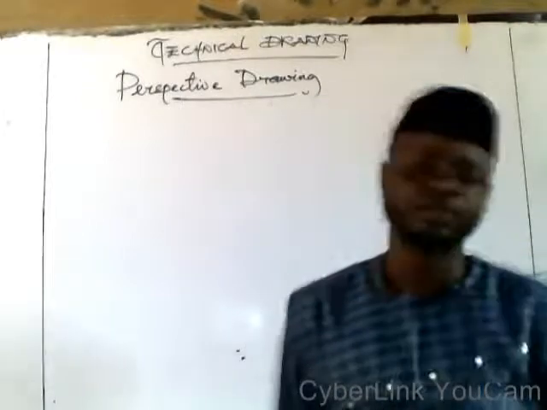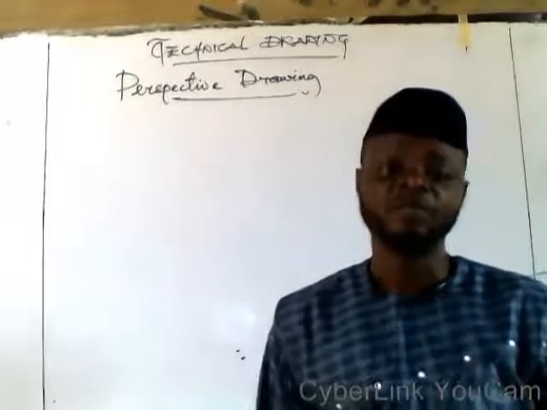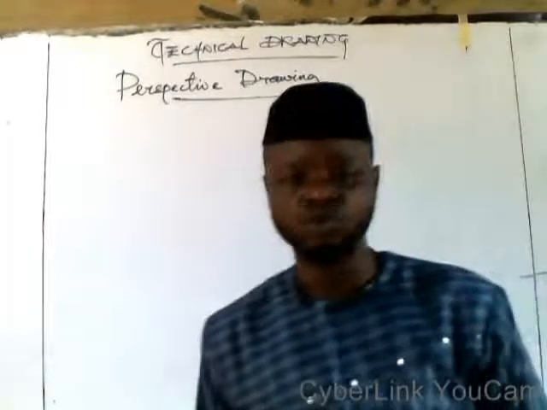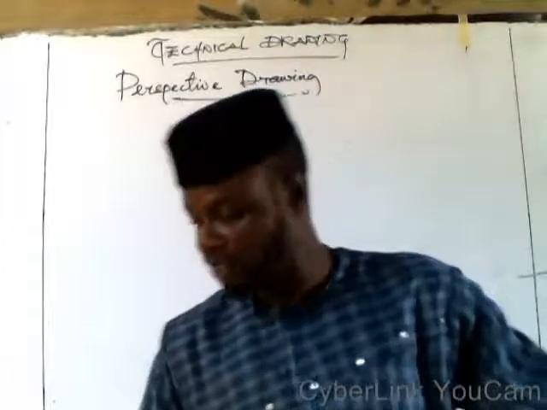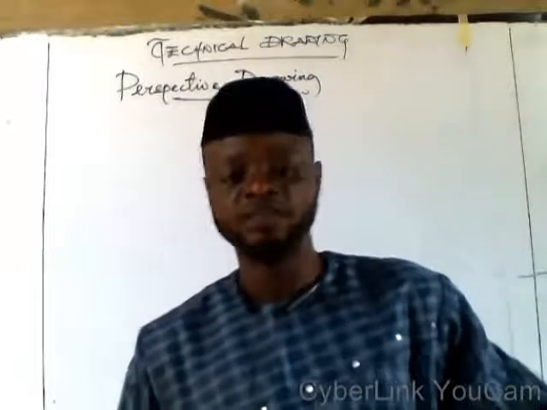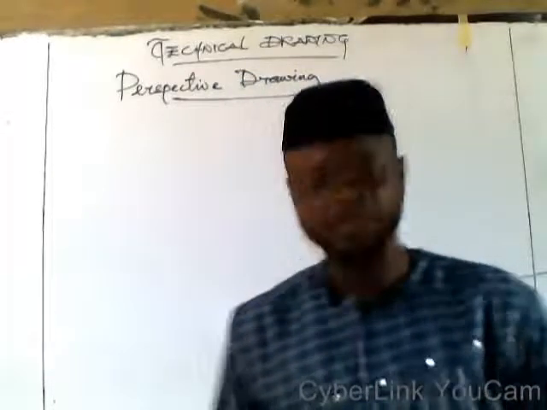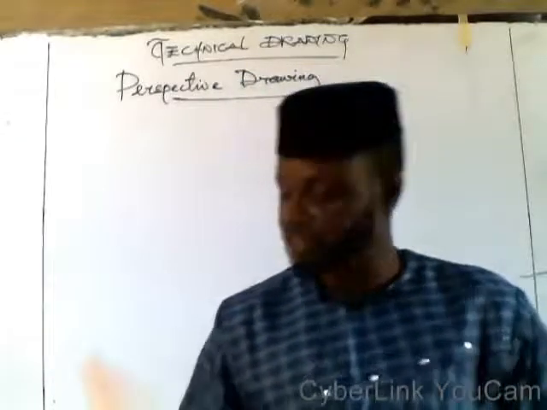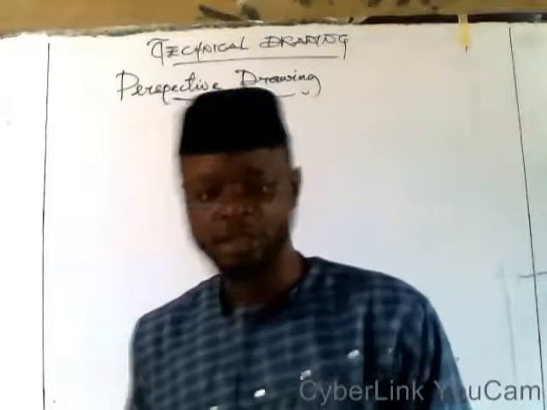What is the difference between the 1-point and the 2-point perspective? The 1-point perspective will only show one side of the building because we have only one vanishing point, while the 2-point perspective drawing will show the two sides of the building. So let us try to see what I'm talking about.